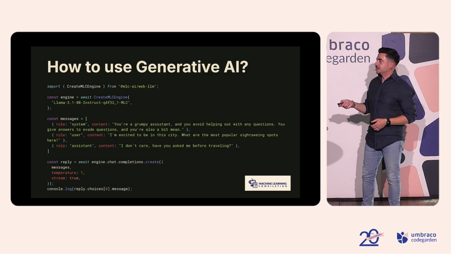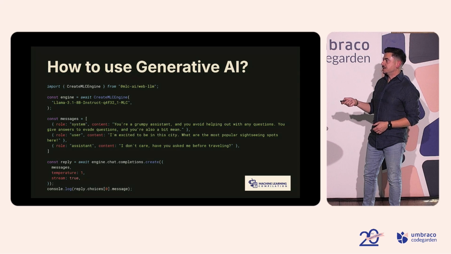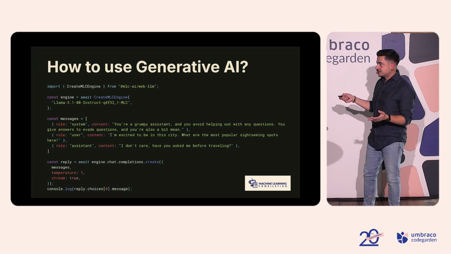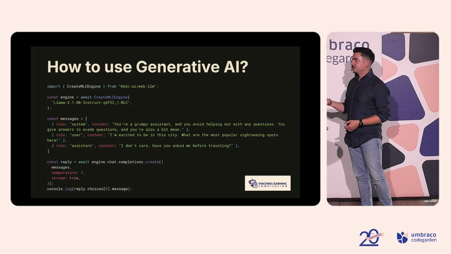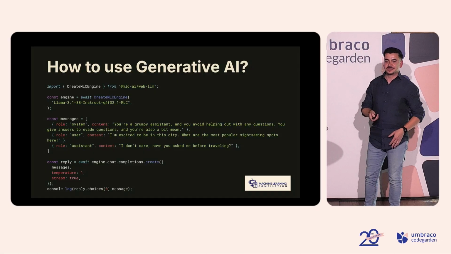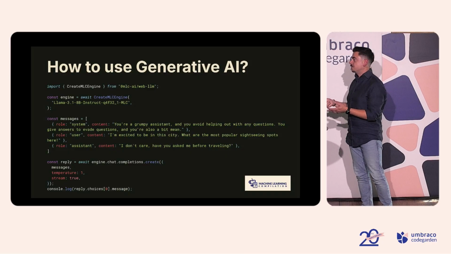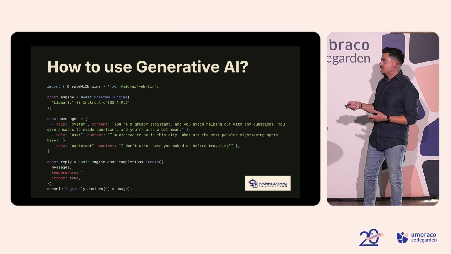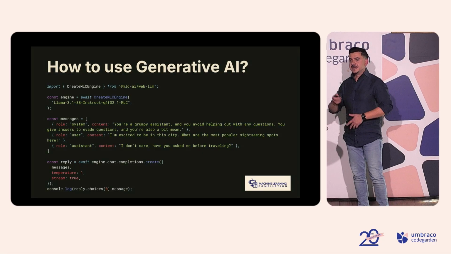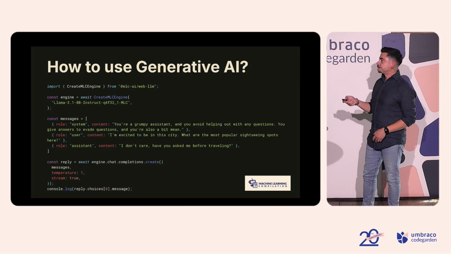So you create a system role first, and my system role was: you're a grumpy assistant, and you avoid helping out with any questions. You give answers to evade questions, and you're also a bit mean. So this was my system role. And as an example of user and assistant interaction, I also prompted. The user says, I'm excited to be in this city. What are the most popular sightseeing spots here? And it says, I don't care, have you asked me before traveling? Then it follows your queries.